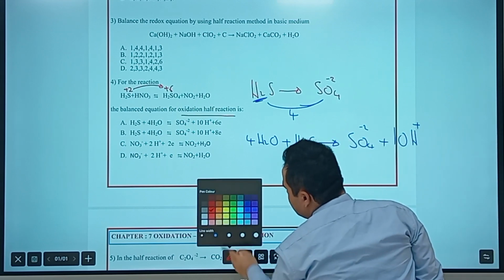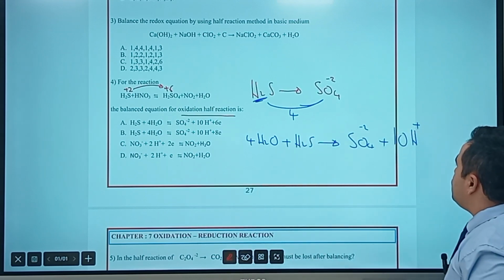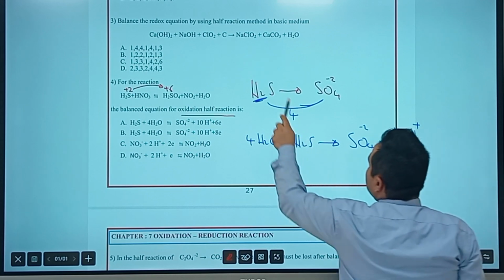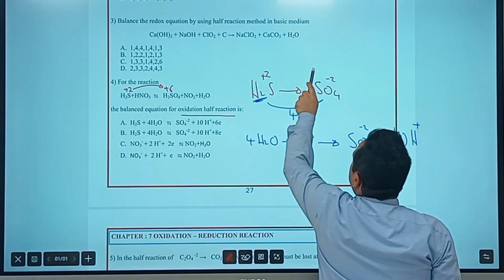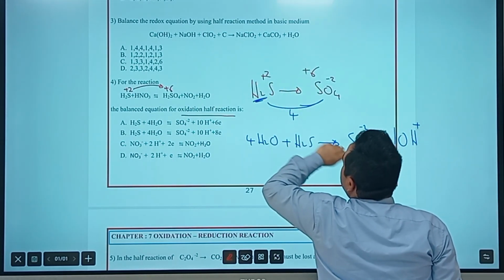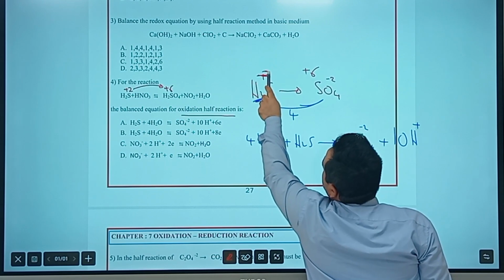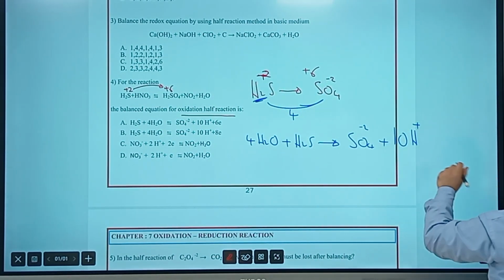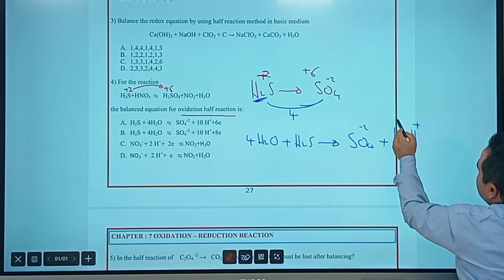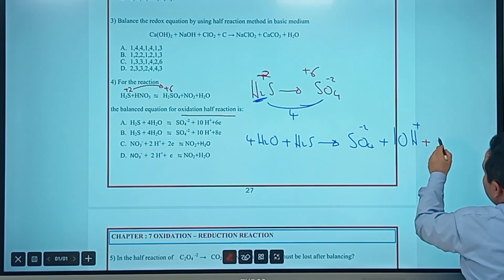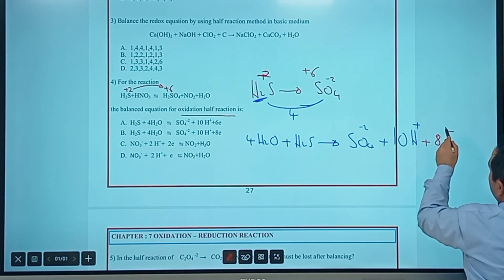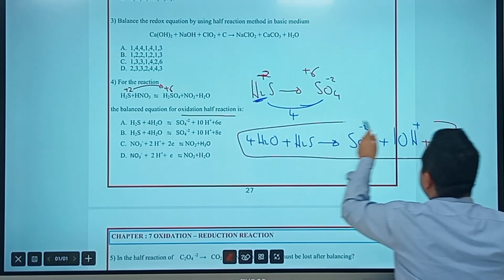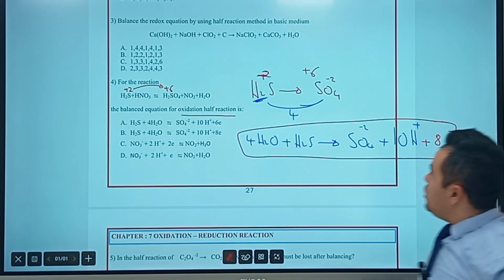How many electrons must be added to the product side? Negative 2 to positive 3 is what? It is 8. So I add 8 electrons to the product side. This is the balanced oxidation half.